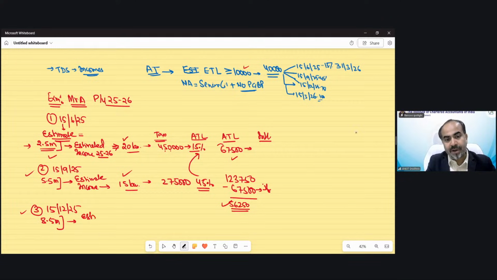Now suppose the estimated business income is 18 lakh. Suppose long-term capital gain is 2 lakh. Casual income is, suppose, 1 lakh. So these two new incomes arise. Earlier these were all PGBP income. No other income. So now my income is 21 lakh.